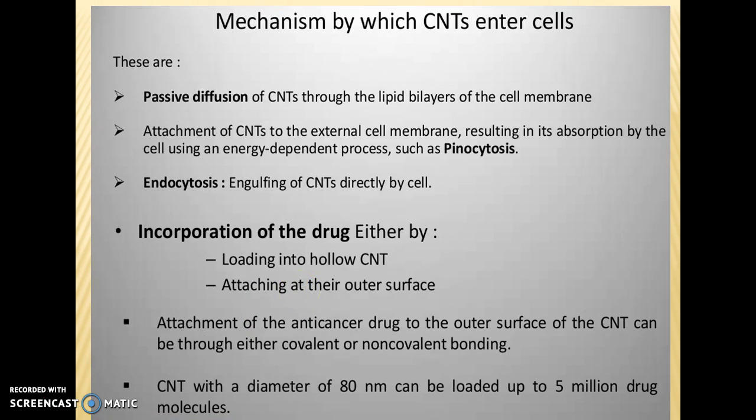And there is a mechanism by which carbon nanotubes enter inside the cells. It may be by passive diffusion or by pinocytosis and endocytosis methods. How could we incorporate the drug inside the carbon nanotube? It can be done in two ways: by loading into hollow carbon nanotubes and by attaching it to the outer surface. Attachment of the anti-cancer drug to the outer surface of the carbon nanotube can be through either covalent or non-covalent bonding.